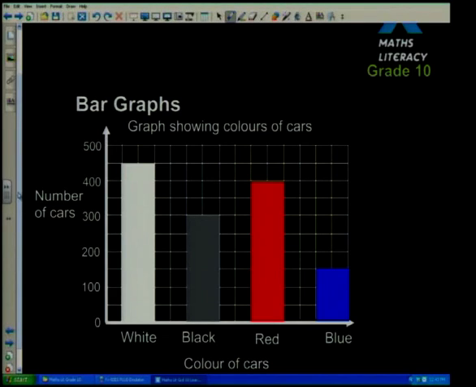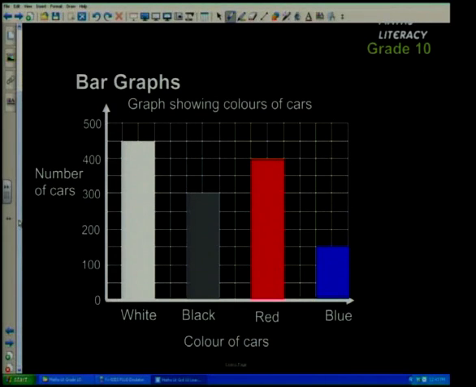Well, in this case I have a bar graph. So my bar graph showing colors of cars. So what is my heading telling me? My heading telling me, what am I looking at? Showing the colors of cars. We're looking at the number of cars on our one axis, and we're looking at the color of cars on the other. Now this is an important fact.